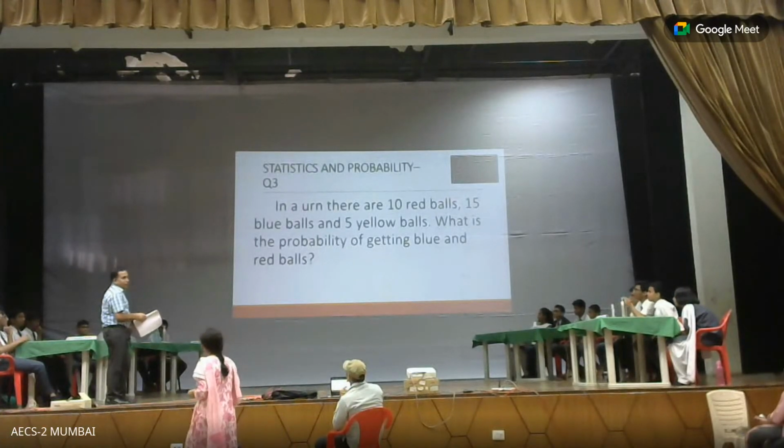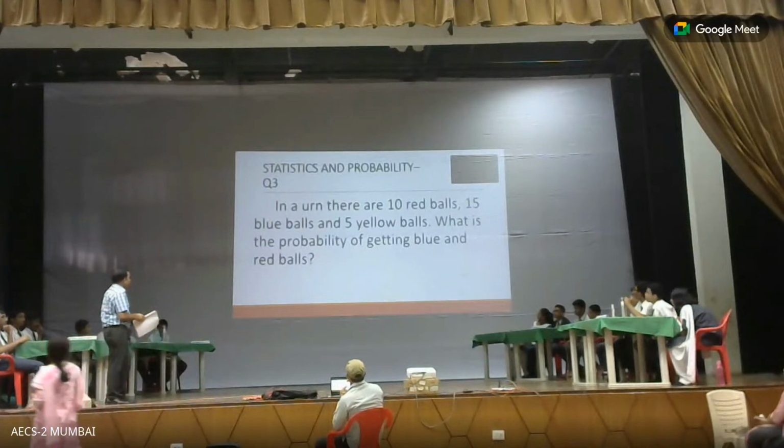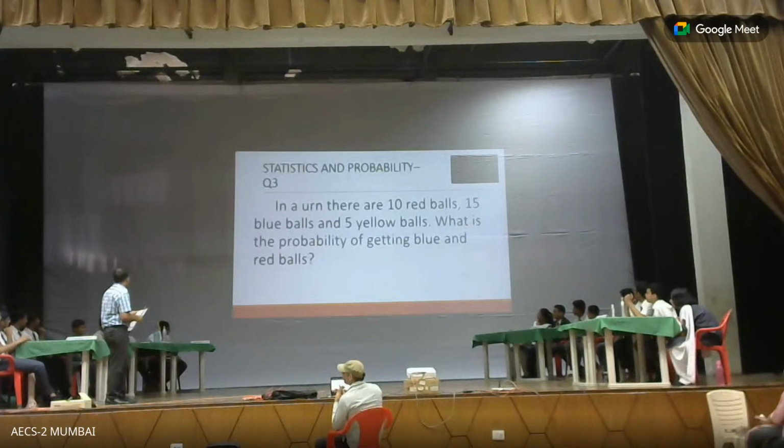I feel there is an ambiguity in this question. Can you elaborate? Sir, there are 10 red balls, 15 blue balls and 5 yellow balls. It is asking what is the probability of getting blue and red balls. So the sum of red and blue balls is 25 and the total number of balls is 30. So the probability of getting both blue and red balls is 25/30.